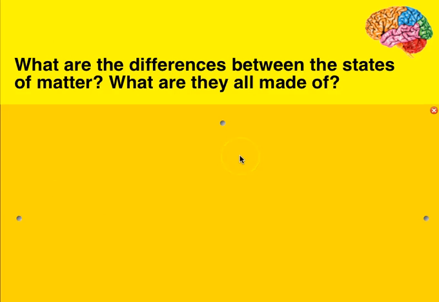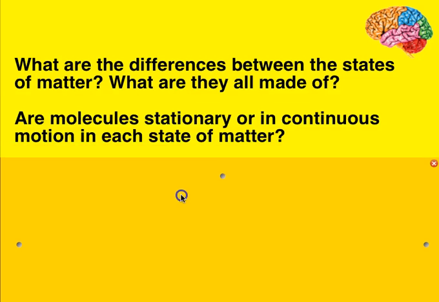Now, what are the differences between the states of matter and what are they all made of? This is what we're going to be exploring today and in a few other lessons. So what do you think? What are the differences between the states of matter? We're going to explore solids today and we'll explore liquids and gases at a different time. Are molecules stationary or in continuous motion in each state of matter? So what do you think? We're going to be able to answer that question shortly.